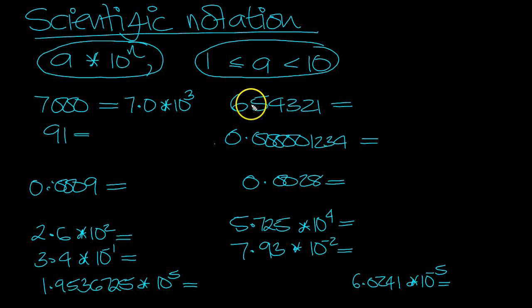Here, it's going to be 6.54321. And to move the decimal point from 6 point here to here, which is where it needs to be, you go forward once, twice, 3, 4, 5 times. So it's times 10 to the 5, don't you? To move the decimal point forward that many times to this number.